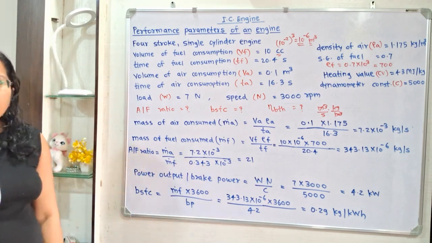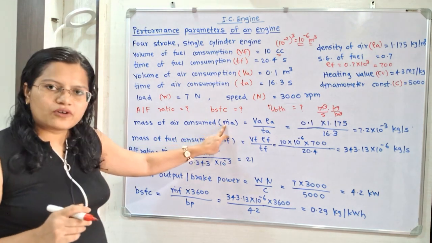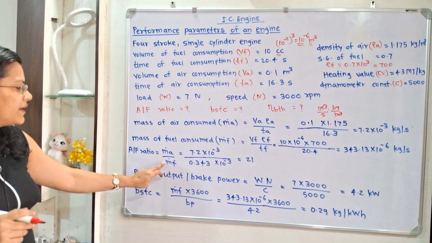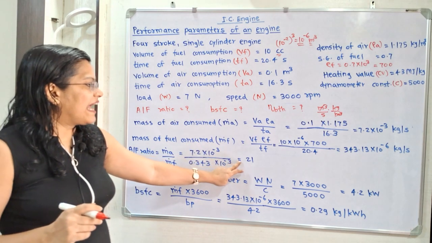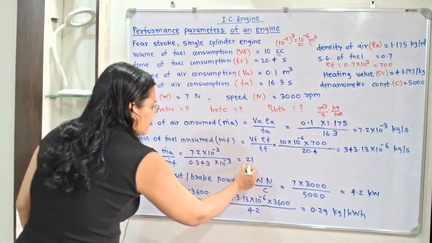Now we will find out the air fuel ratio. This is the ratio of mass flow rate of air to the mass flow rate of fuel, that is m dot A by m dot F. So when we calculate, we will get 21. So this is the answer of the first question.